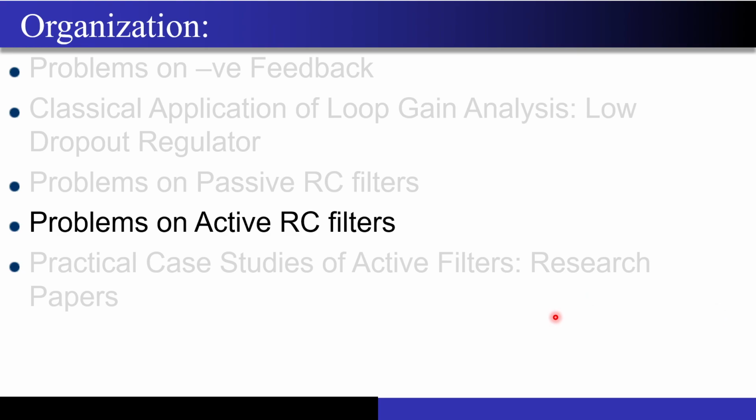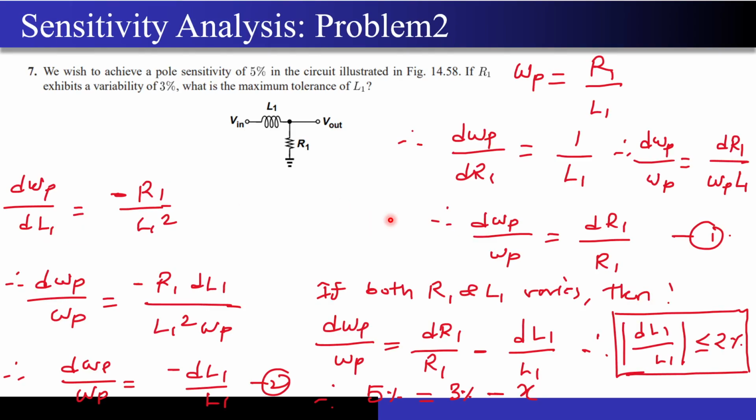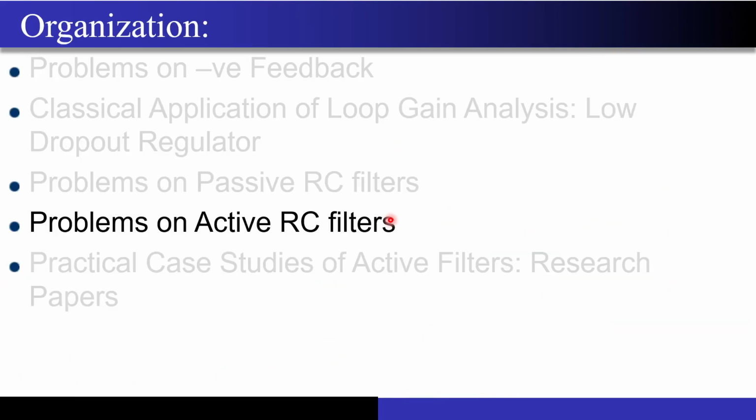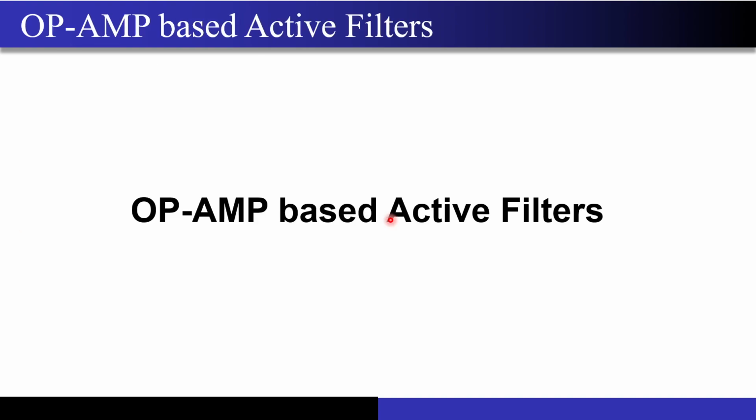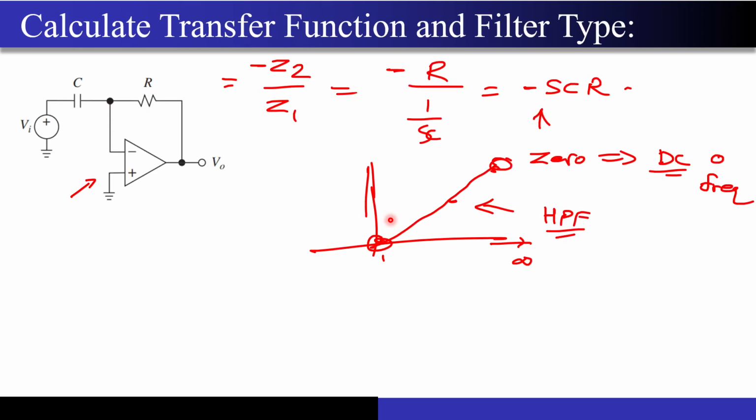Now once the problems on the passive RC filters are done, we will try to move on to the active RC filters, because this is what we usually use. The passive RC filters, you will rarely see them being used heavily in the baseband. I will show you in the application case studies as well how active RC filters are being used everywhere. So now let's see the op-amp based active filters.